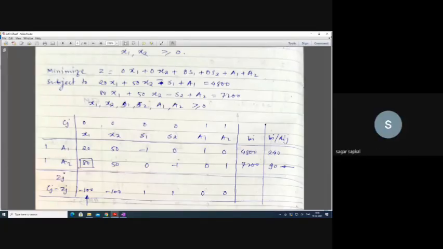Yes, it will work. Once the artificial variable gets removed from the base, you need not rewrite its column in the next table.